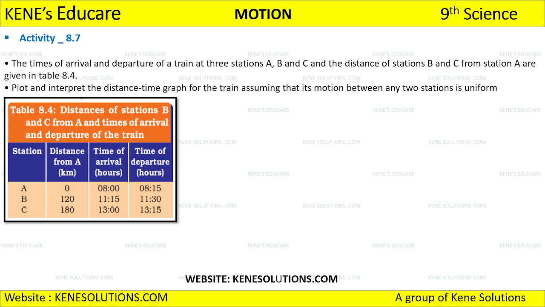After this, we discussed activity 8.7. You might have plotted the distance time graph on the basis of the information that has been provided. So here we have the stations which have been given and the distance that it has traveled, the arrival time, departure time, and the distance. Okay, everything. So I just want you all to please go through it quickly.